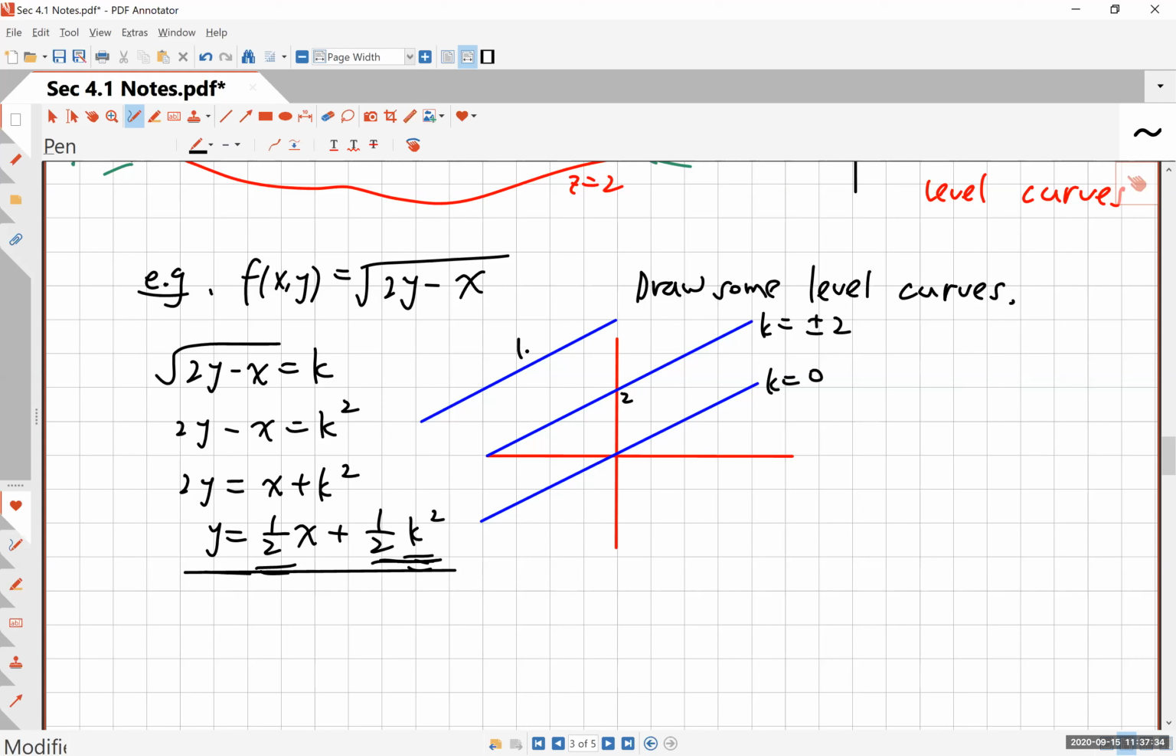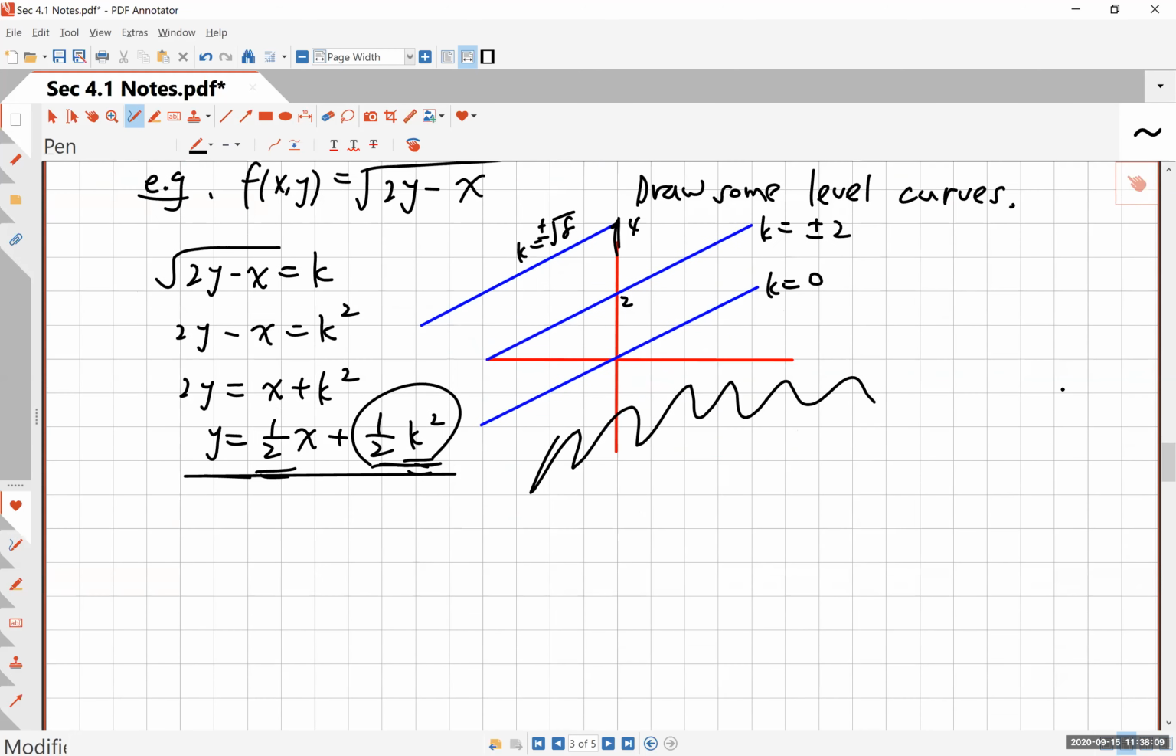If k is, I think, 4, maybe you get this point here, 4 squared divided by 2. Oh, that's not it, right? To get 4 here, k is the square root of 8. Plus or minus square root of 8, then you will have this line because square root of 8 squared is 8. Divide that by 2 and you get 4. There are no level curves here because this number will never be a negative number. That's how you can analyze and identify these level curves.